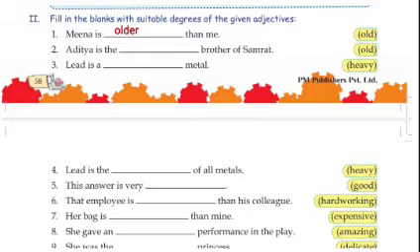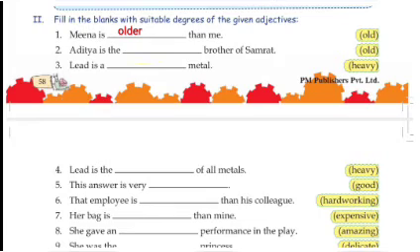Now next, number 2, Aditya is the dash brother of Samrat. Now you can see 'the' is written here. As I told you, 'the' is used before superlative degree. And yesterday I told you for the members of the same family we use elder or eldest. So here we are going to use either elder or eldest, and this 'the' shows that here should be superlative degree. So here should be eldest.